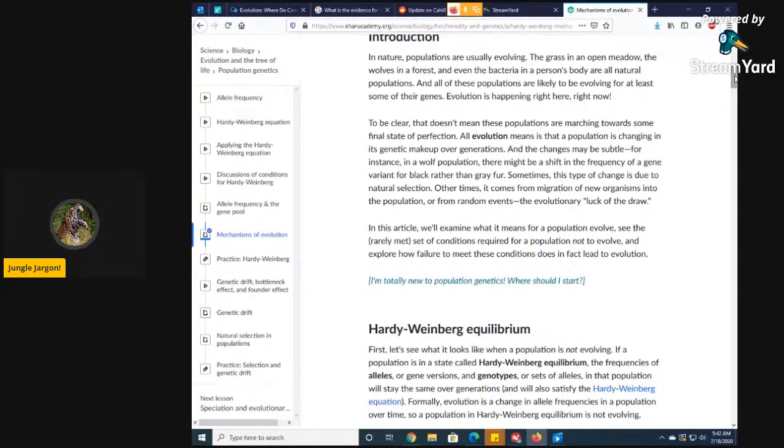All evolution means is that the population is changing in its genetic makeup over generations. Yeah, it changes. It changes. The change may be subtle. For instance, in a wolf population, there might be a shift in the frequency of a gene variant for black rather than gray fur. Sometimes this type of change is due to natural selection. Other times it comes from migration of new organisms into the population or random events. The evolutionary luck of the draw.